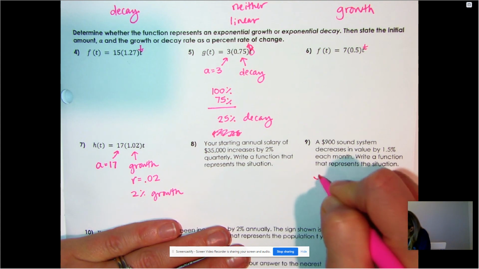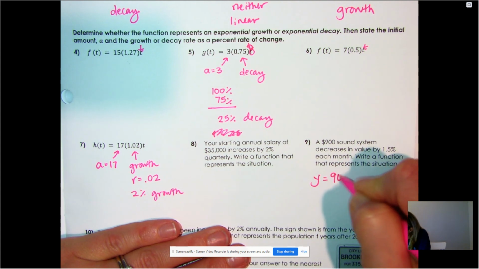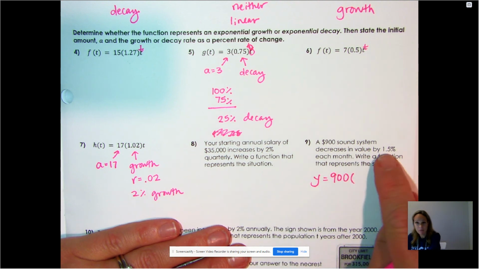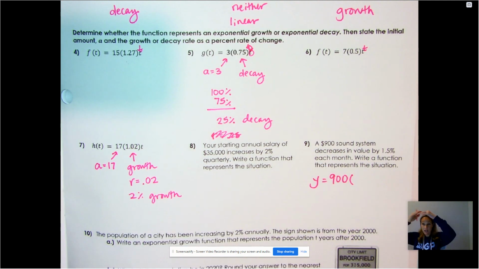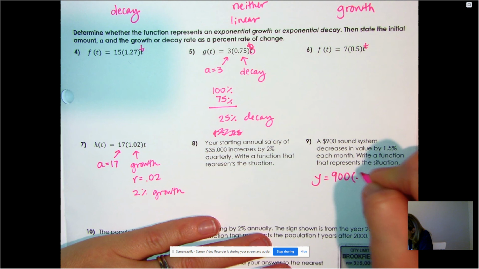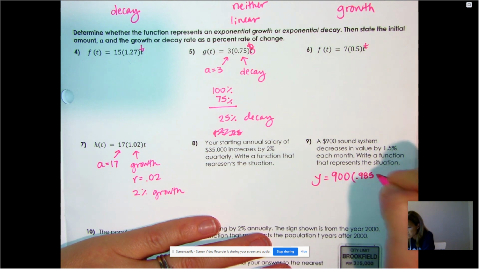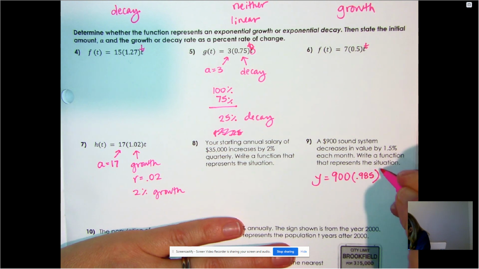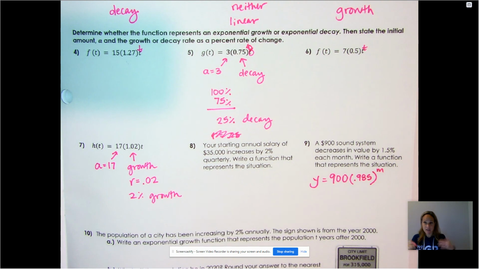You could write this as y equals 900, and then, if it's going down by a percent and a half, and I start at 100%, I'm going to take off 1%, I'm at 99, I'm going to take off another half, I'm at 98.5%. And remember, we always write it as a decimal. And then I could put m, where m is the number of months.